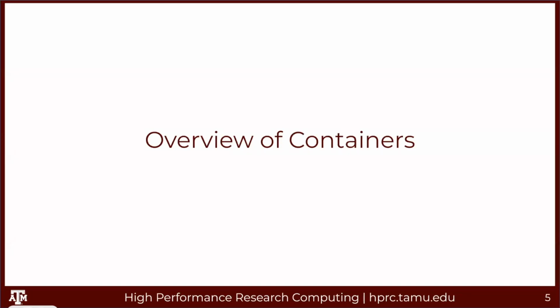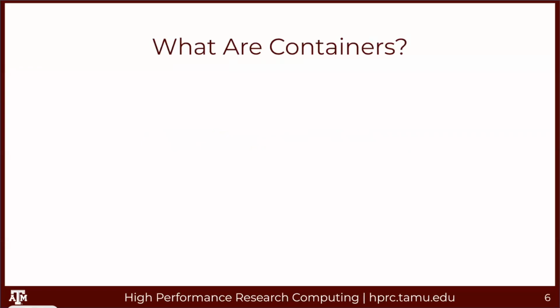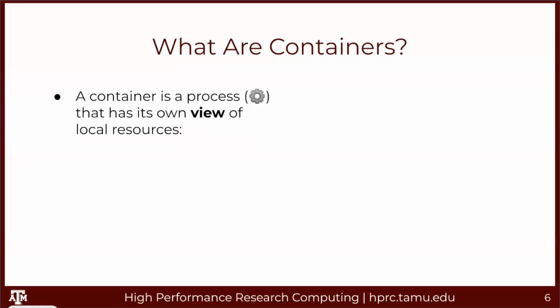What are containers? A container is a process that has its own view of local resources. So examples of local resources: file system, user ID, network, etc. Basically, anything the operating system has control of is a local resource, and you can have different views of those local resources. Today, we're going to be focusing on the file system as the local resource that we're going to be seeing different views of.